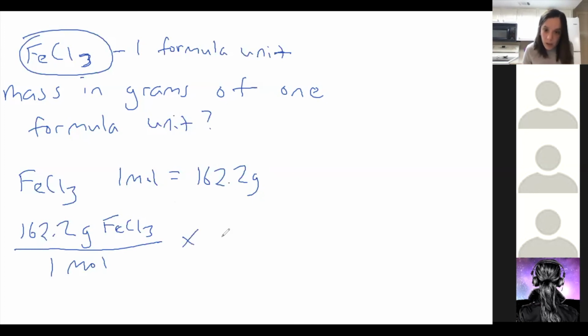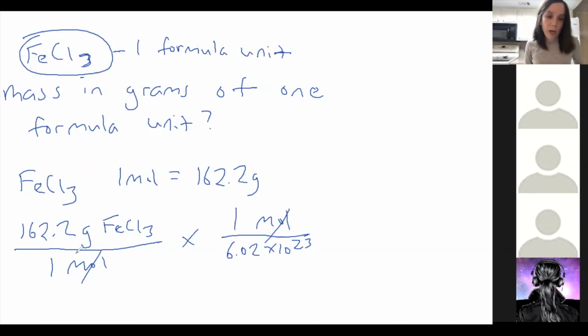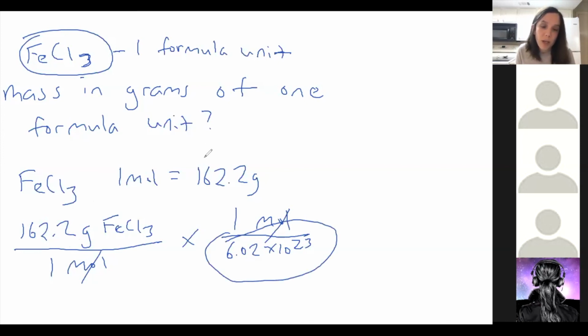And we know that for every 1 mole, you have Avogadro's number. So we would use this conversion factor right here. We would take the molar mass and divide it by Avogadro's number. And that would give us the mass of one formula unit. Because if we have 162.2 grams of FeCl3, we have this many formula units in it. So we need to divide by the number of formula units to get the mass of one formula unit.